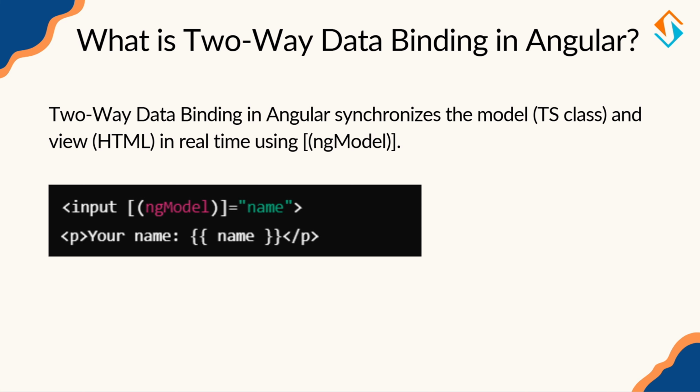Next question is, what is two-way data binding in Angular? Two-way data binding synchronizes data between the model, data, and the view, UI. If the user updates an input field, the data model automatically updates and vice versa. So here I have given an example. If you type Rahul in the input field, the paragraph will instantly display your name Rahul.